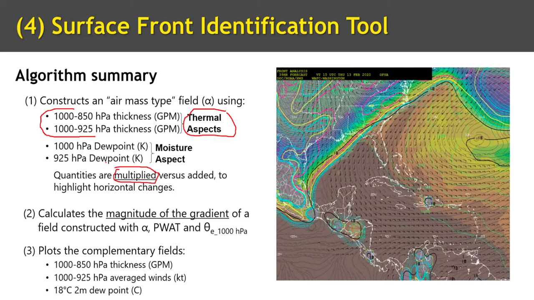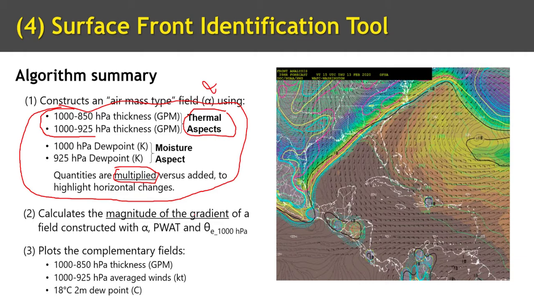Once we have these quantities multiplied, we call this a field called alpha, and then we calculate the magnitude of that field. And also we calculate the magnitude of precipitable water and theta E. So this is the quick look of what we do. But basically that helps us to highlight the frontal gradients.